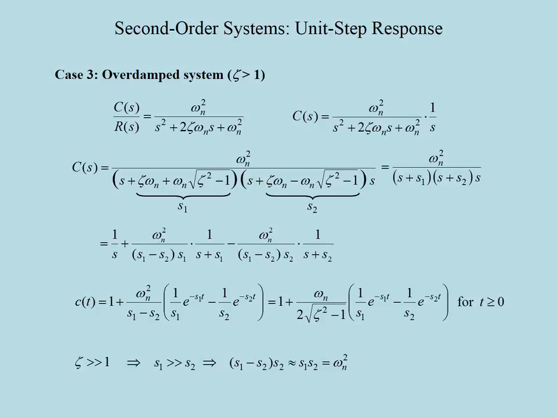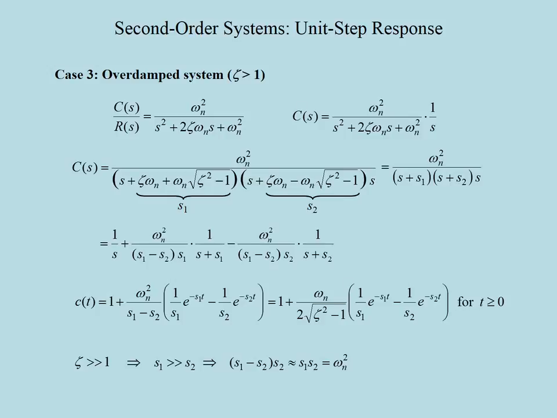In fact, s2 is approximately 0, whereas s1 will approach 2 times zeta times omega n. So in the above expression for C of t, s1 minus s2 multiplied by s2 can be approximated as s1 times s2, which in turn will be equal to omega n squared.